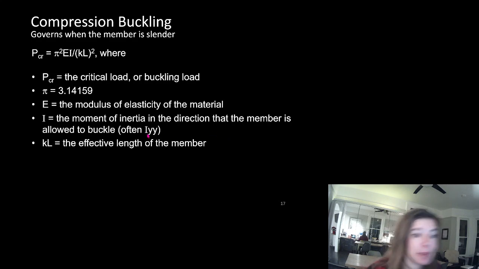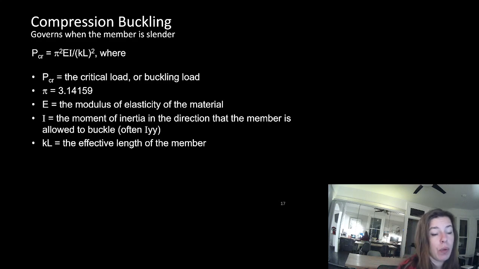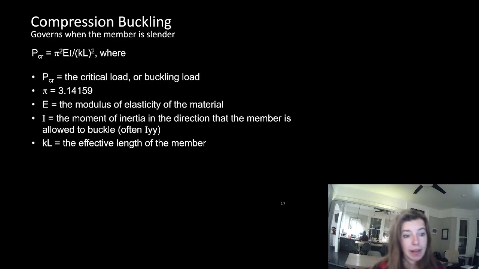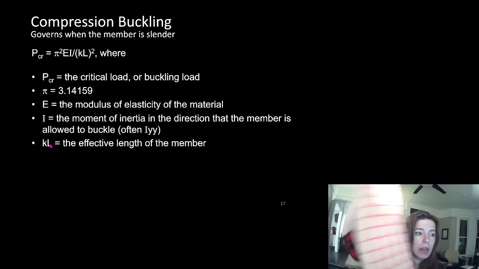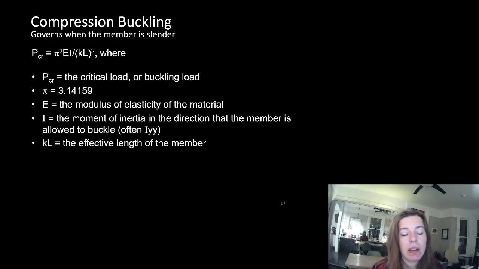And that's important simply because all of those charts I gave you give you values for I and S in Y and X directions. And then there's this KL. Well, L is length, that's pretty easy. So PCR is what we're trying to calculate. Pi is a known value. E is all about the material. I is a shape property. Length, L, is the height of the member, and we know what that is because we're the ones designing the building.